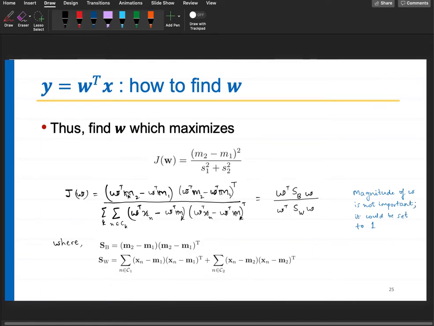Now you can simplify it. You can take W out, so you get W transpose times some term times W. And what is this term? This is basically (M2 minus M1) into (M2 minus M1) transpose. In the denominator, you again can take W transpose out and W out, so the term which you get, S_W, is this one. Just take a moment to have a look at this. It is very simple. I have just taken the W's common in both the terms. So we take the W out, and whatever is remaining inside, we write it as a matrix S_B, and in the denominator matrix S_W.